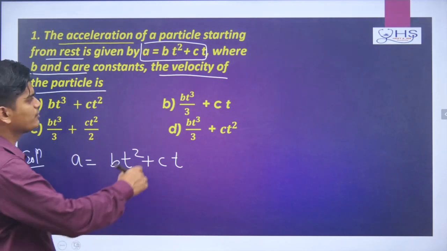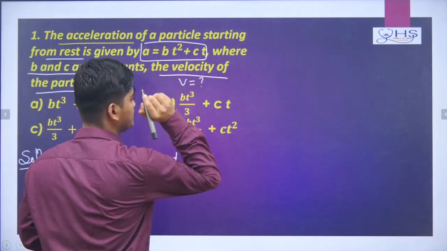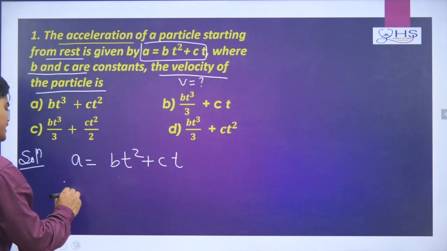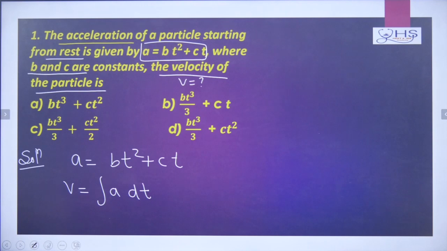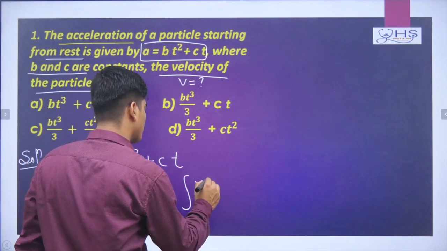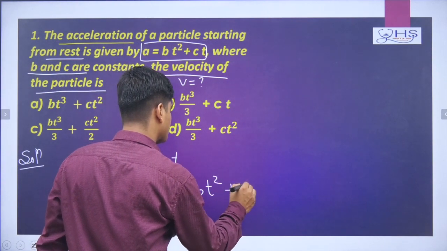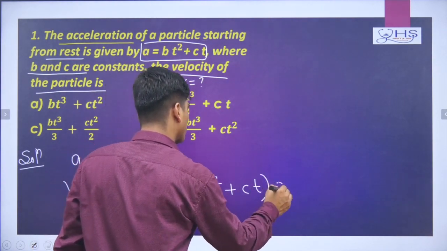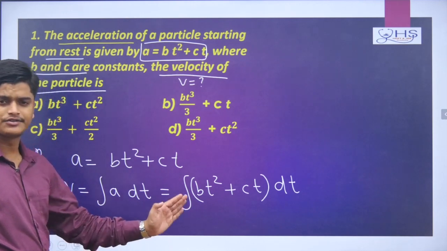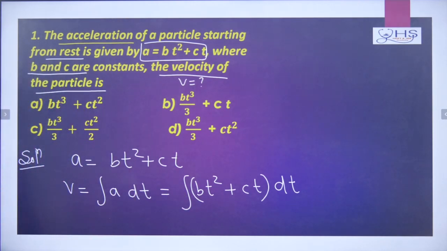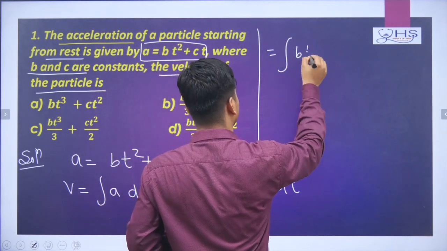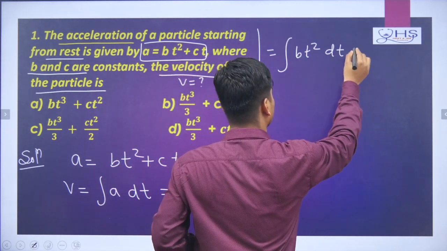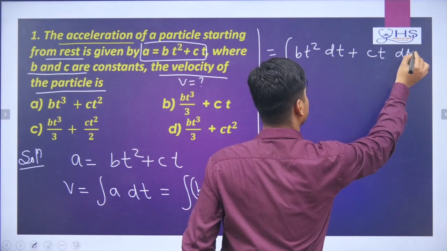Now what do you need to find? You need to find velocity, means v. So that means you have to do the integration of acceleration with respect to t to get velocity or speed. Now see, I will do the integration of bt square plus ct, putting it in place of a, then putting dt. This is a simple integration, you can just separate it. So I am separating the integration: I can write the integration of bt square dt plus ct dt.